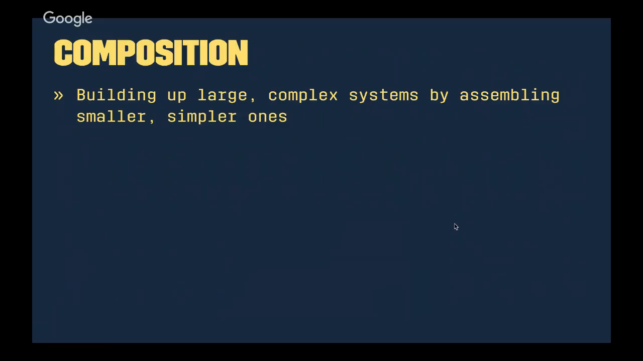So my definition was as follows. Composition is building up large complex systems by assembling smaller and simpler ones, right? I think this is the fundamental activity that we do as programmers. At the end of the day, the small problems are pretty easy. Maybe you might need some clever algorithm, but usually if you break something down to a small enough piece, you can solve it in isolation. And the hard part is how do you manage putting a million different solutions to a million different people's problems together in a way that you maintain some amount of sanity, right?